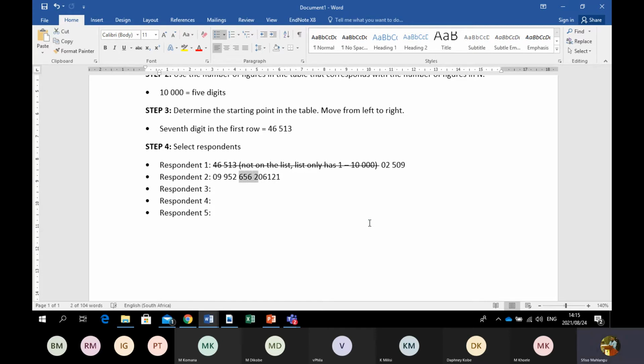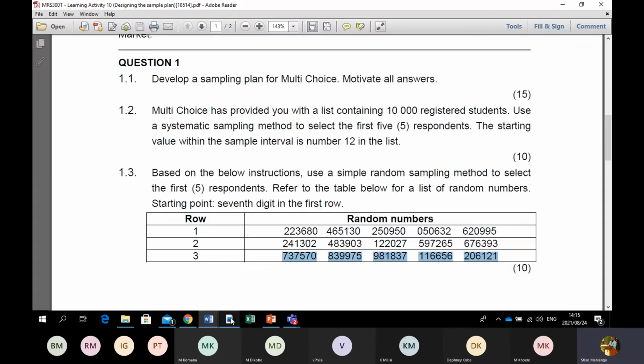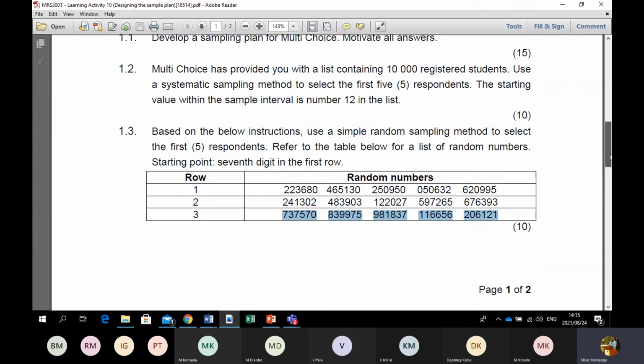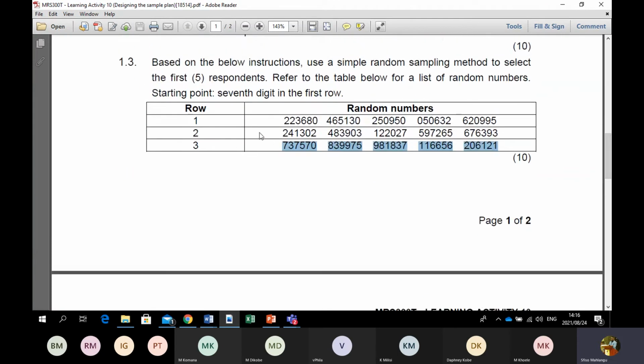So here we'll be continuing searching up until we find any other number using 5 numbers which is less than 10,000. So in this case, we could only find these 2 in the list that is provided. Obviously, if the table was continuing going down, we could find more respondents. So at the moment, you'll only be able to list the first 2 respondents instead of the first 5, because the others will not be appearing on the list.